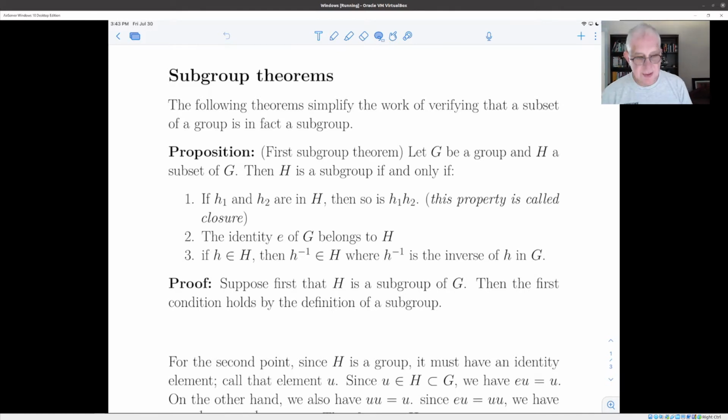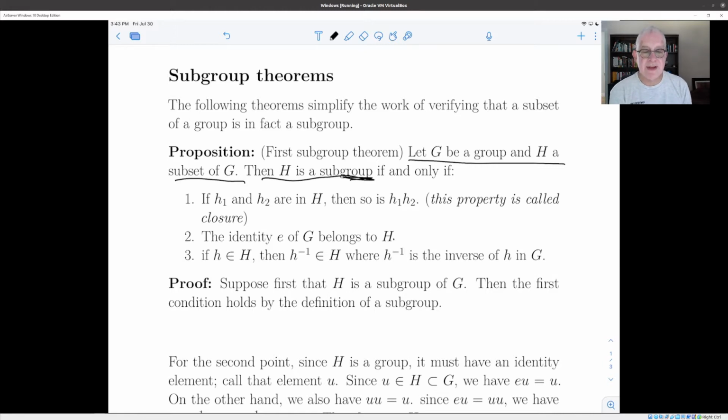Suppose G is a group and H is a subset of G. Then H is a subgroup of G if and only if the following three properties hold. The first property says that if you have h1 and h2 in H, then their product is also in H. That's the closure property that we've seen before. The second property says that the identity element of G is an element of H.